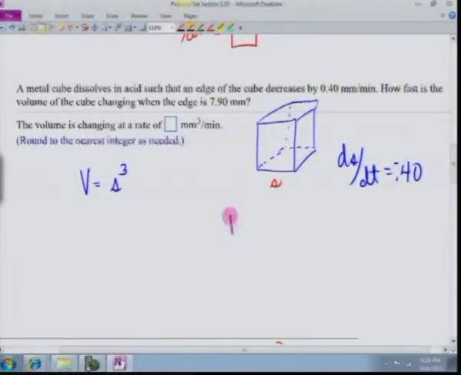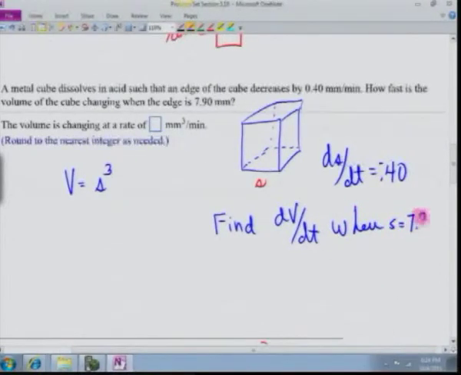All right, what are we supposed to find? How fast is the volume of the cube changing? What rate are we asked to find then? Find dV/dt when s is equal to 7.90. So we've drawn our picture, we've written what we were given, and we've written what we were asked to find. Does that make sense so far?